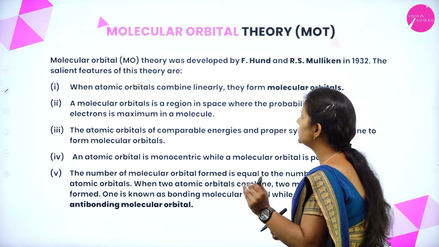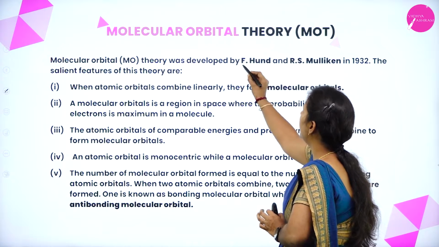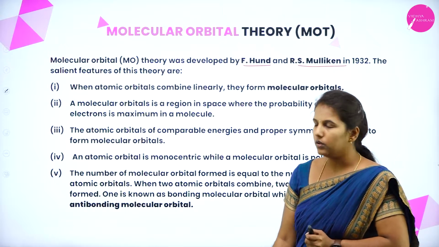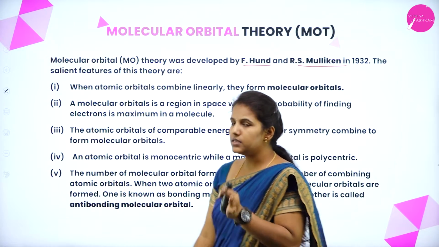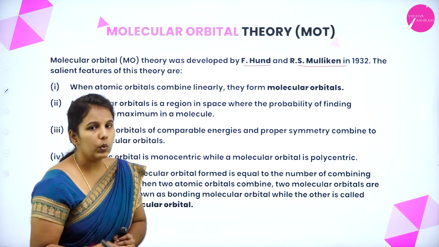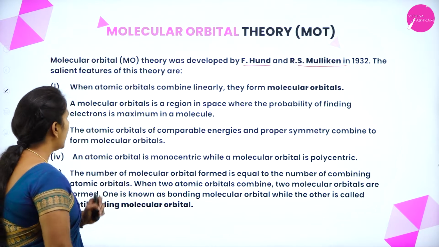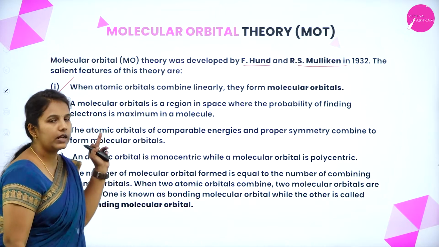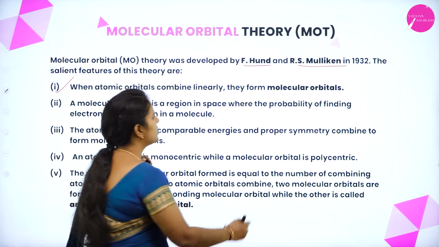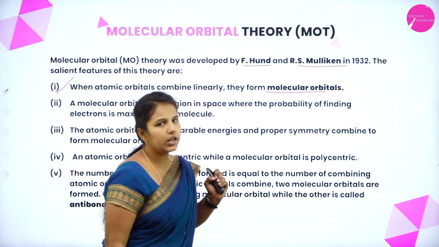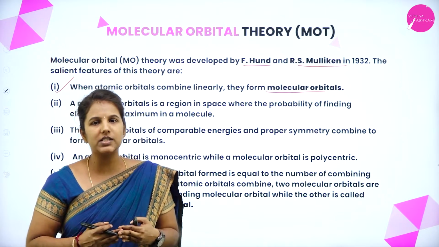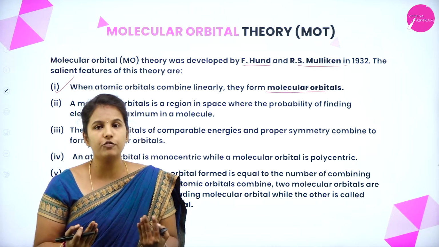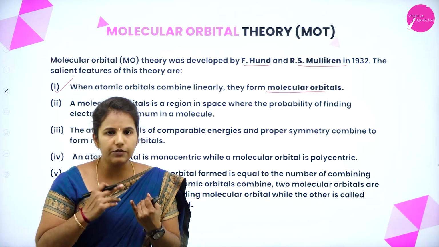Molecular orbital theory was first developed by F. Hund and R.S. Mulliken in the year 1932. According to them, they have given certain postulates about the molecular orbital theory. The first postulate says that when atomic orbitals are combined, it leads to the formation of molecular orbitals. What does the first postulate say? When atomic orbitals are combined, they lead to the formation of what? Molecular orbitals. This was the first postulate.